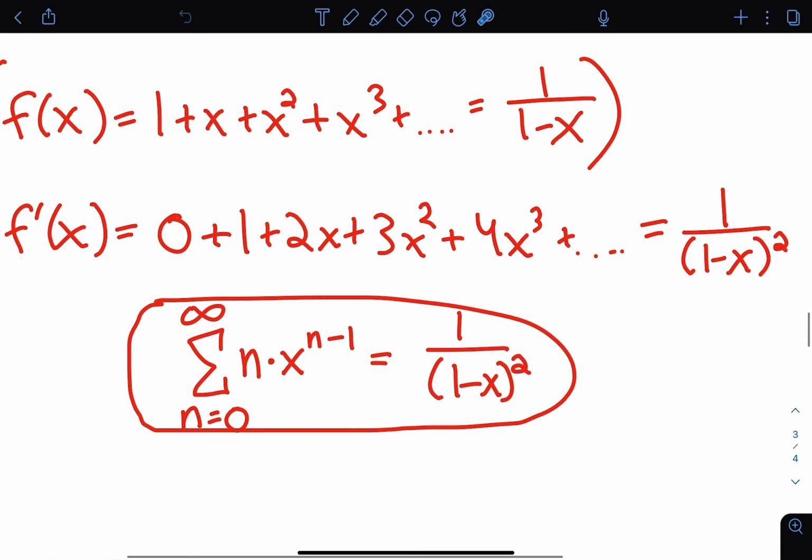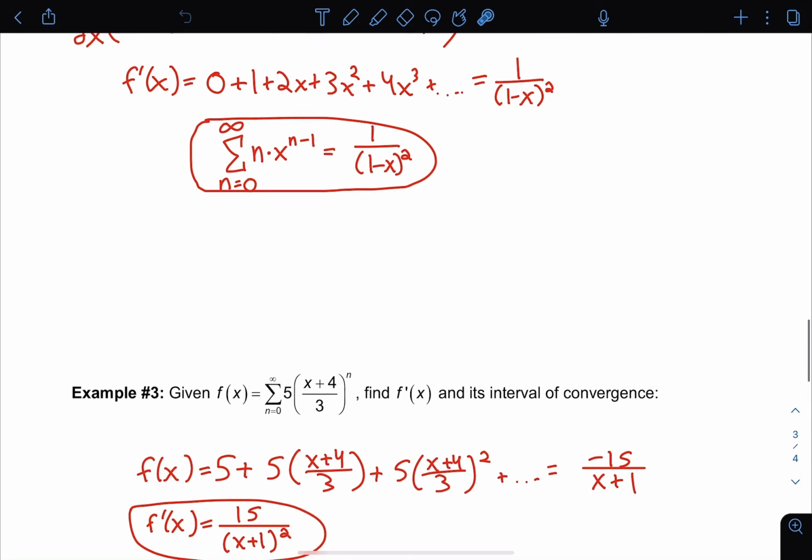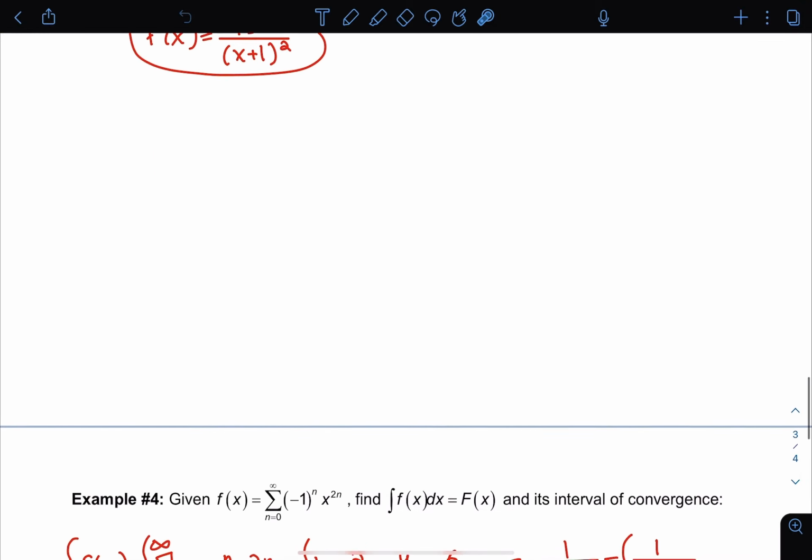Okay? But if you add up all these terms, it's the same thing, right? Take the derivative of the functions, take the derivative of the things that add up to those functions. They're going to be equivalent, which is kind of crazy. Okay, we're going to go ahead and skip example 3. Let's go down to example 4, kind of the same idea, okay?